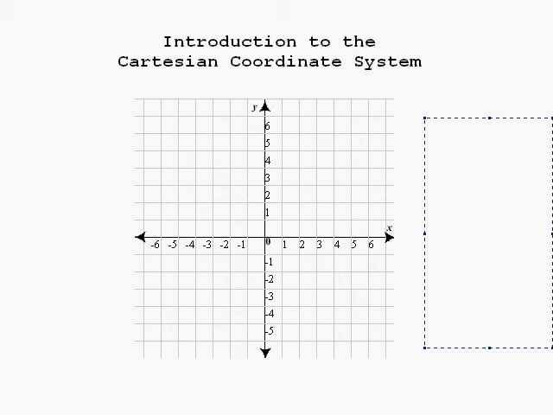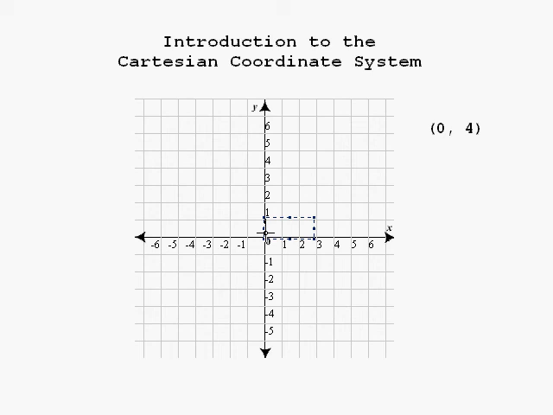I guess I need to make my font a little bit bigger. Let's say we want to go to 0, 4. Well, we want to find where the x coordinate is 0 and the y coordinate is 4. So here's where the x coordinate is 0, and here's where the y coordinate is 4. So bam, there it is.